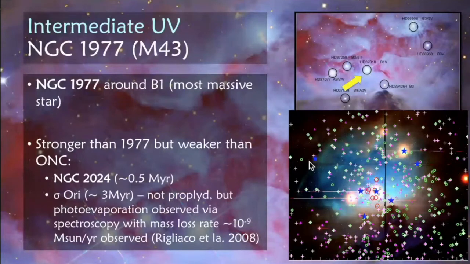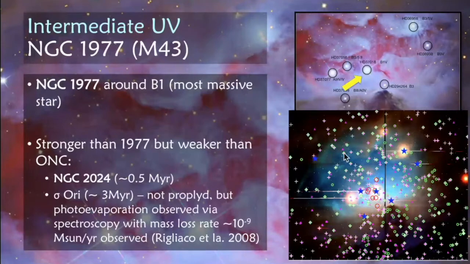Now I'm really going to talk to you about NGC 1977, which represents an intermediate UV background. So the Running Man Nebula is cool. I don't know if you can see the Running Man here. Most of the stars are B stars, A stars. Those are the massive stars. And then we have a lot of low mass stars.